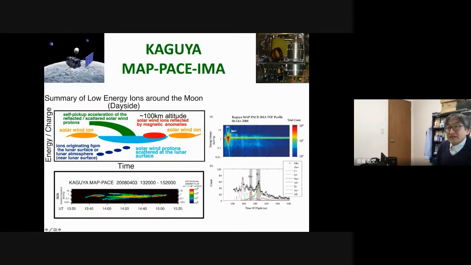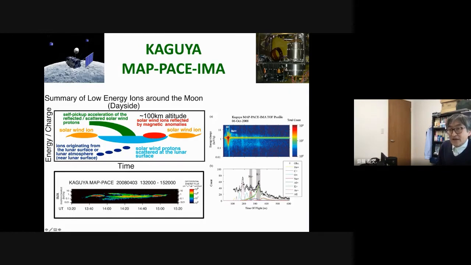Okay, another example is the mass spectrometer on the Kaguya spacecraft. Kaguya was a Japanese moon orbiter launched in 2007. The right-hand side photo shows the ion mass spectrometer. Using this instrument, we obtained these energy-time spectrograms around the moon. The altitude was 100 kilometers, and from here to here is 2 hours. That is one revolution of the spacecraft around the moon.